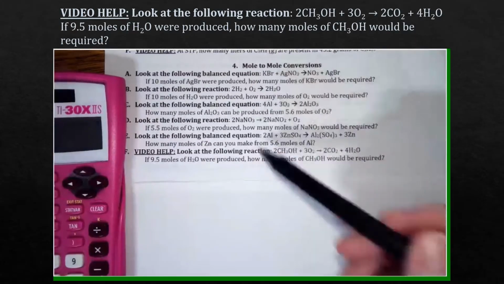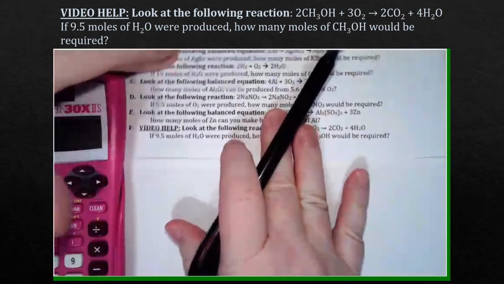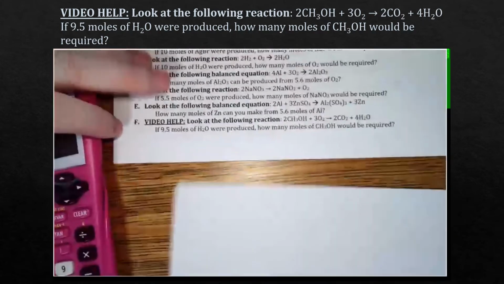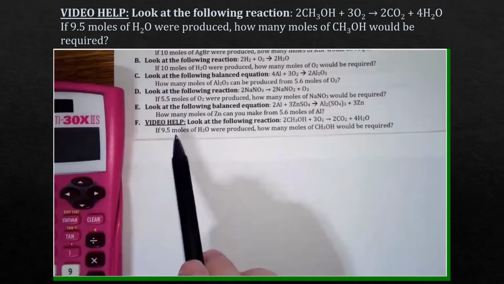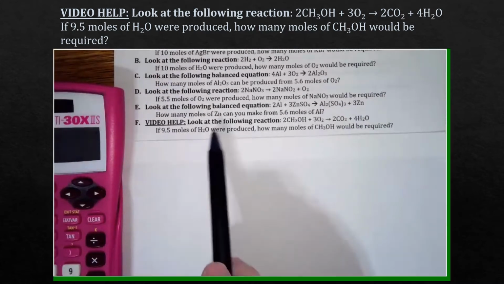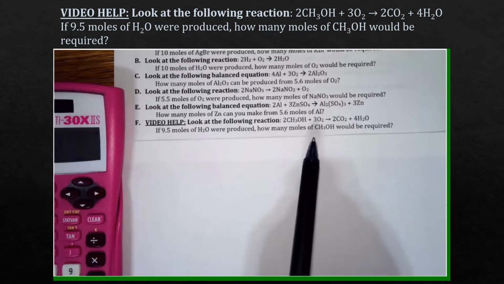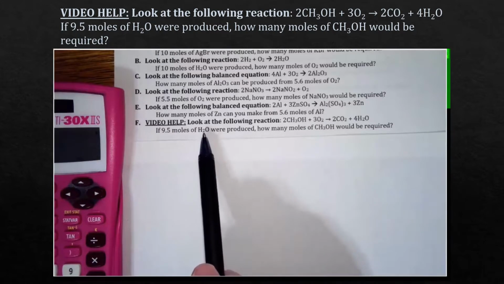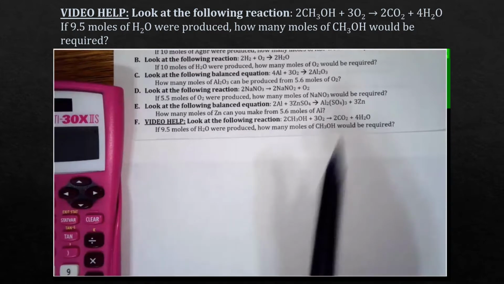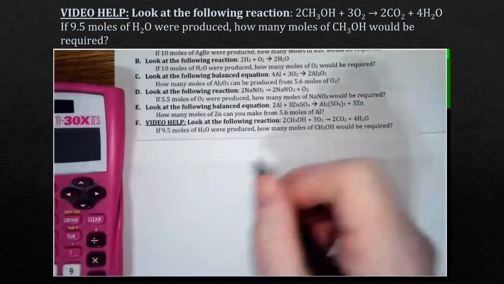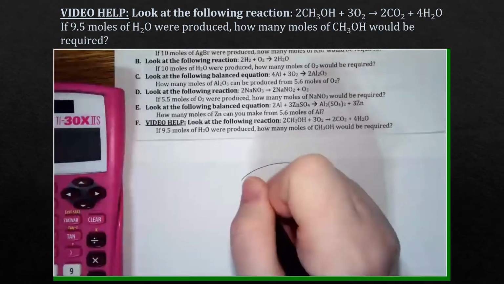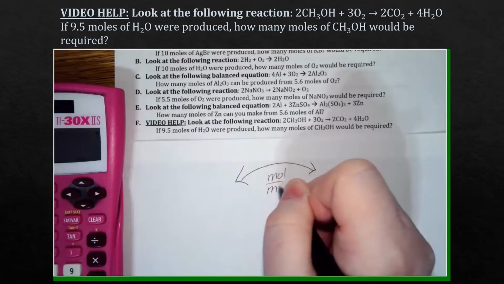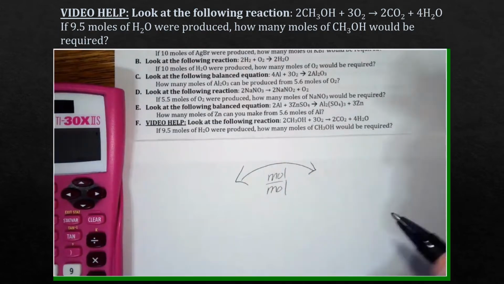All right, now I'm on this next section, and again, I'm going to look at this last problem to walk you through this. I have a balanced equation, and it says if 9.5 moles of H2O were produced, how many moles of CH3OH would be required? Now, I'm switching substances. I'm going from H2O to CH3OH. That means in my mole flow chart, we're swapping sides. When we swap sides, we need a mole ratio from the balanced equation.